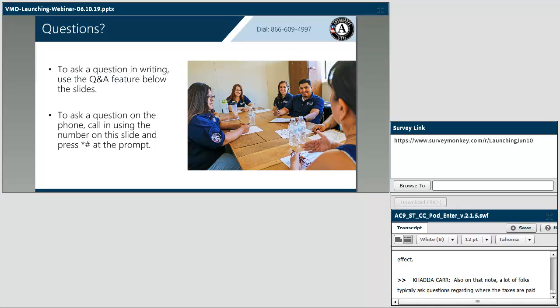I think also on that note, a lot of folks typically ask where the taxes are paid, whether it's in the state you're a resident in or the state where your project is, if you are across state lines. You would pay the state taxes for the state where you're serving as a VISTA.